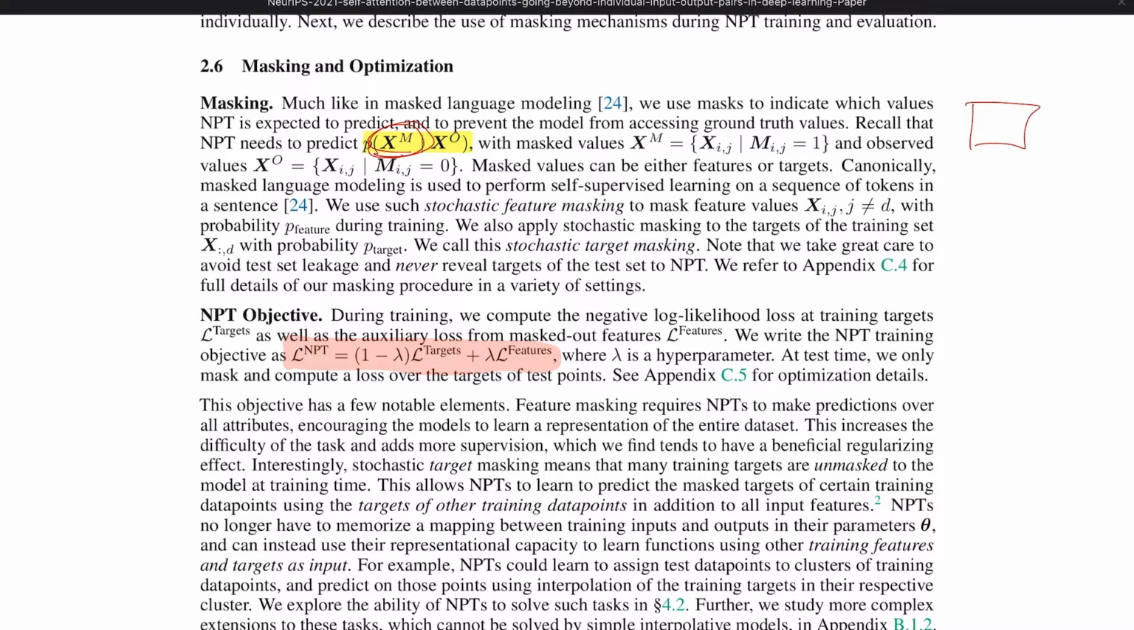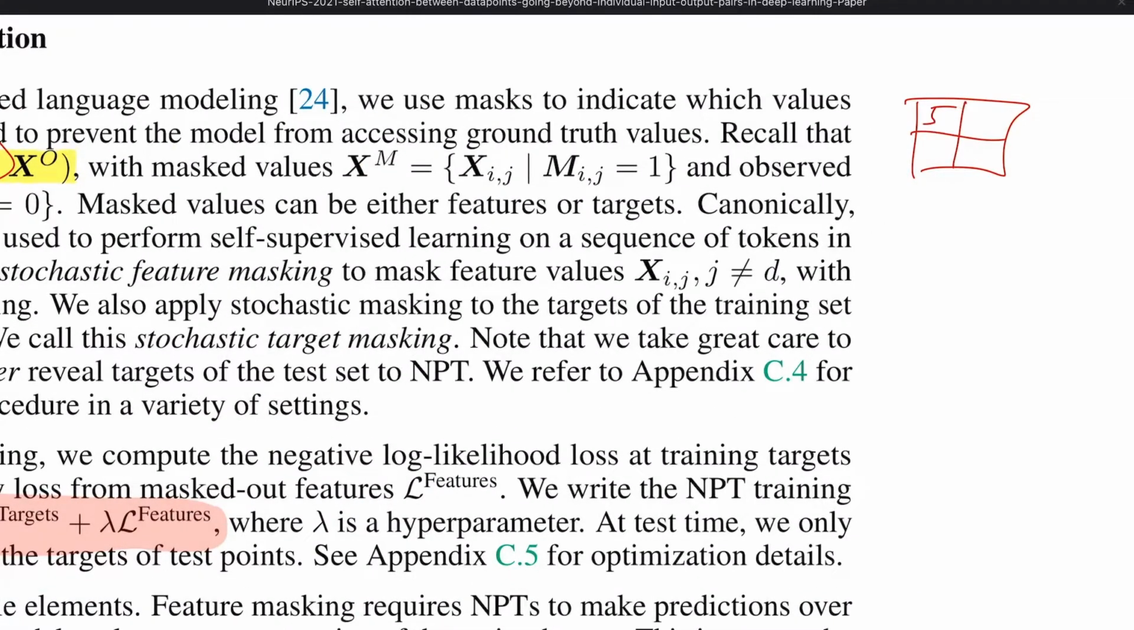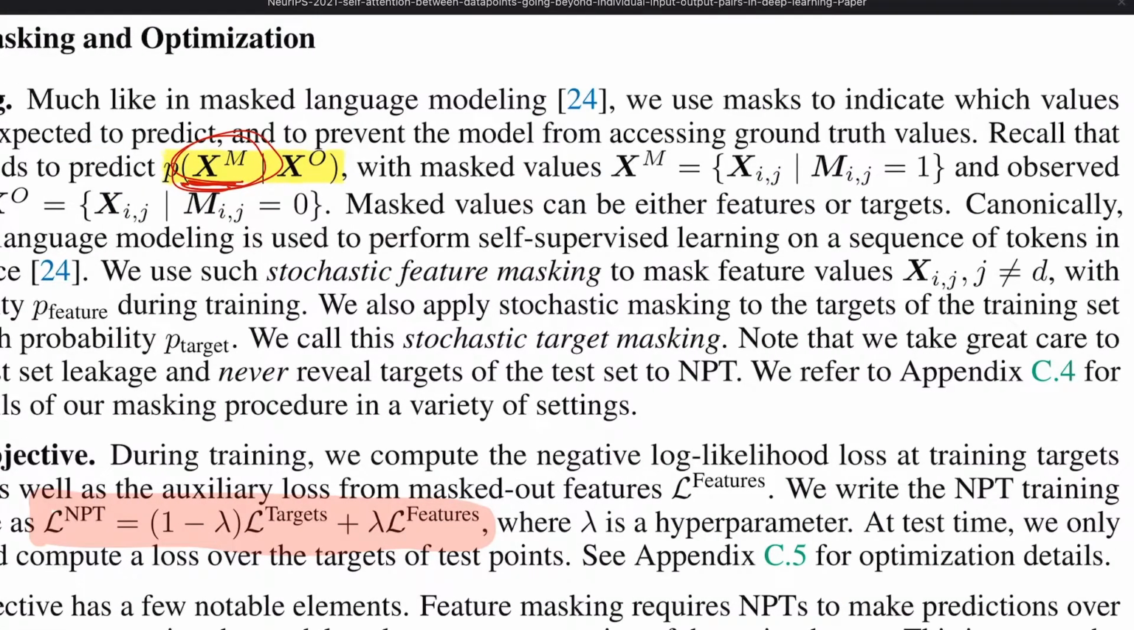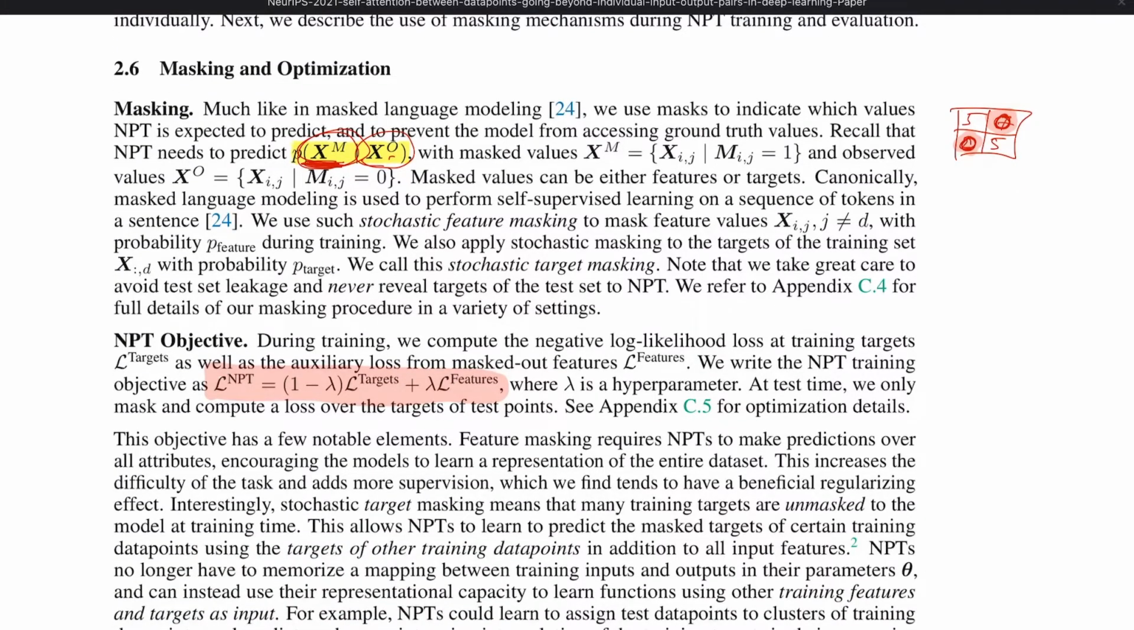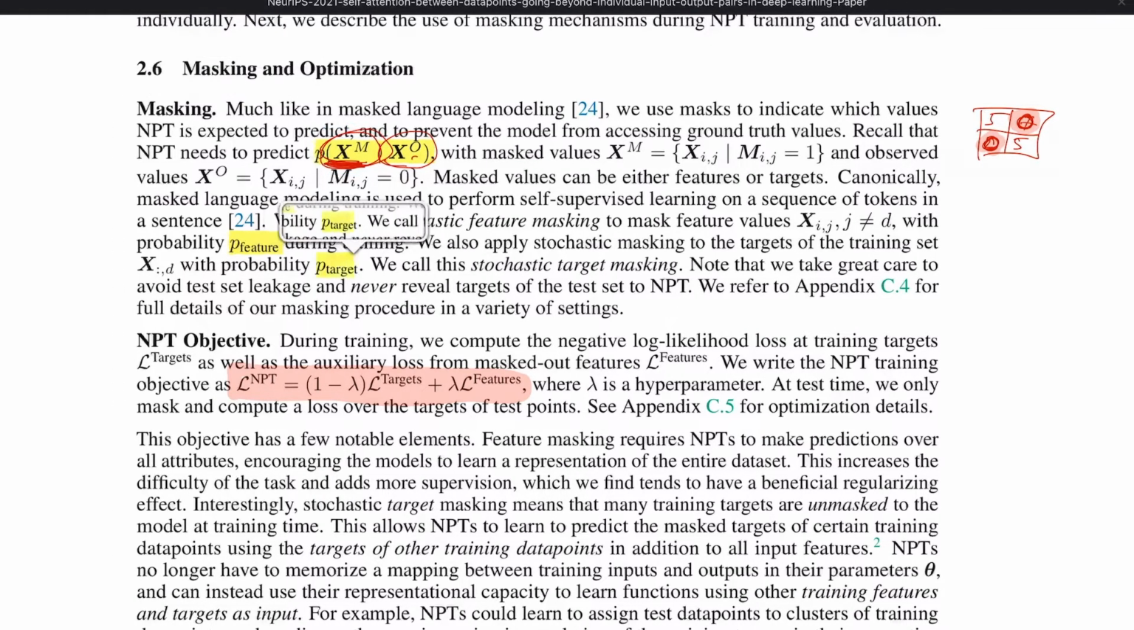So we will have a matrix, let's say 5, 7, 2, 9. We mask some of them. So let's say we mask those things, which means that the inputs are becoming 0. And those masked ones, we want to predict from the non-masked ones, meaning the observed ones. And they are proposing to use different probabilities for stochastically masking the features and stochastically masking the targets.